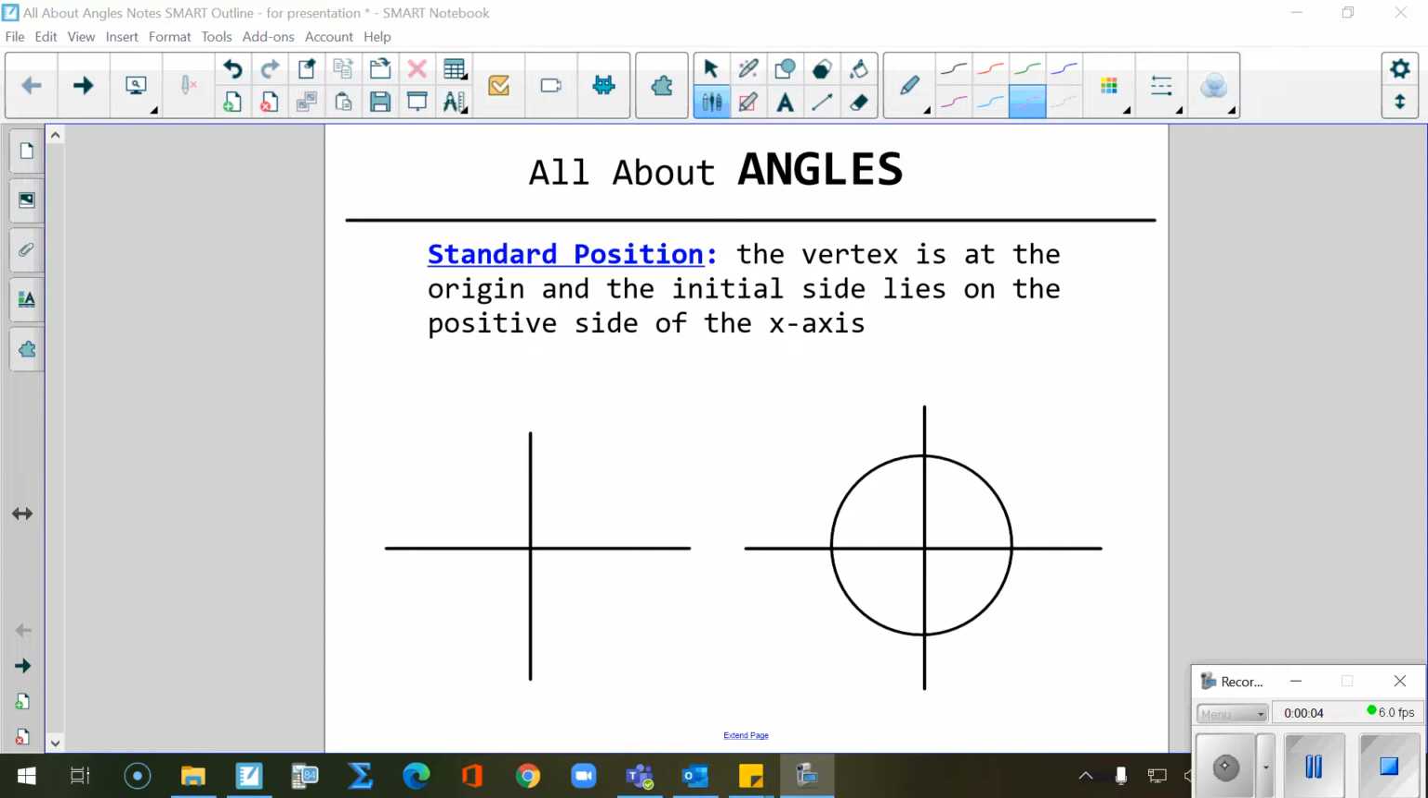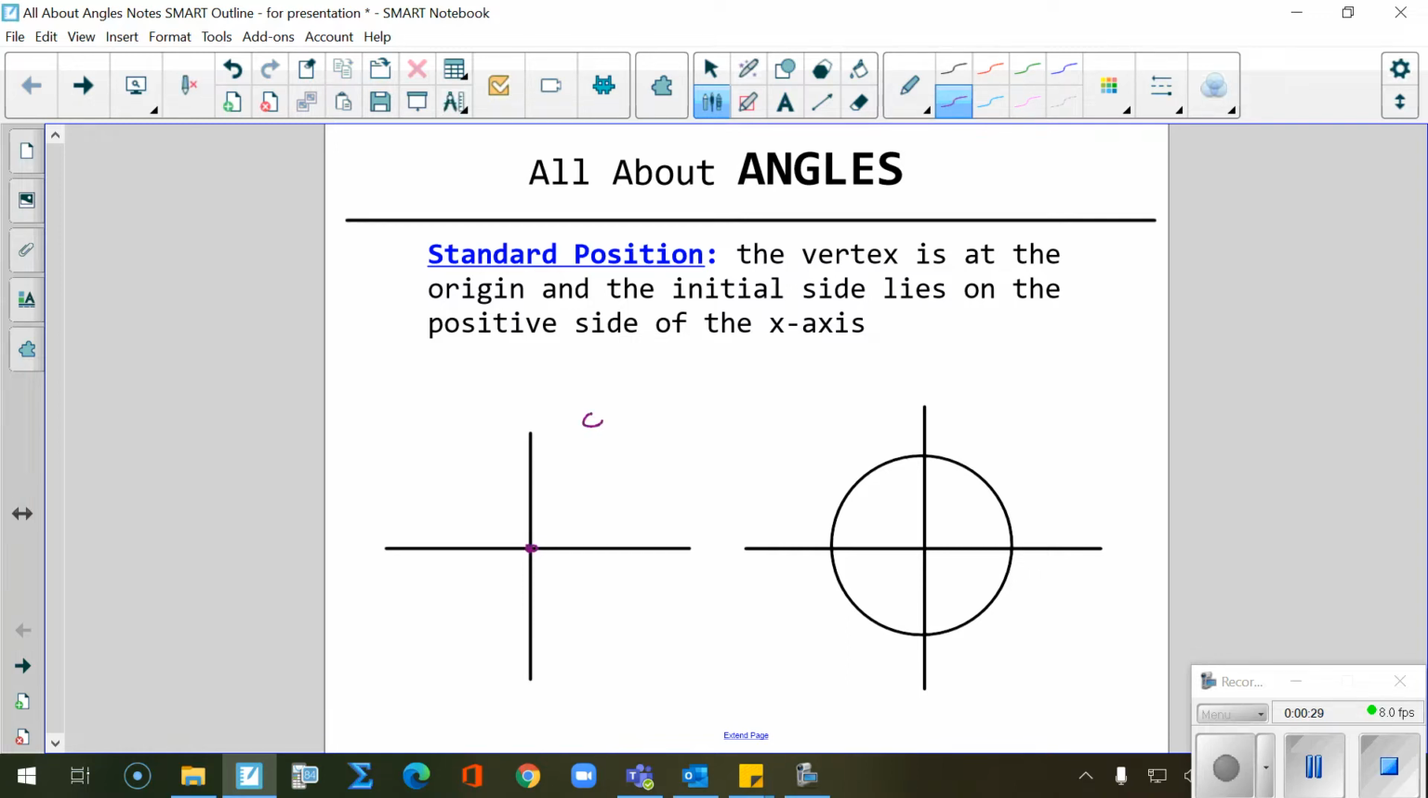Going to begin our study of trigonometry. We're going to start to talk about angles in standard position. Now, angles in trigonometry work differently than angles in geometry, and I'll show you some examples as we go through this lesson. An angle in standard position has the vertex at the origin of a coordinate plane.